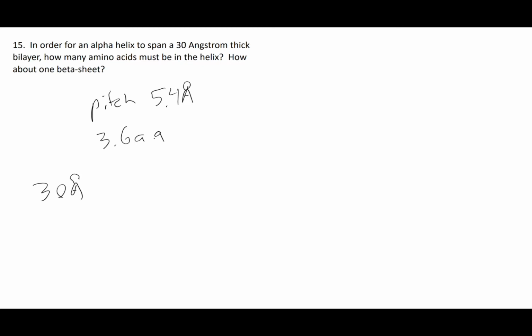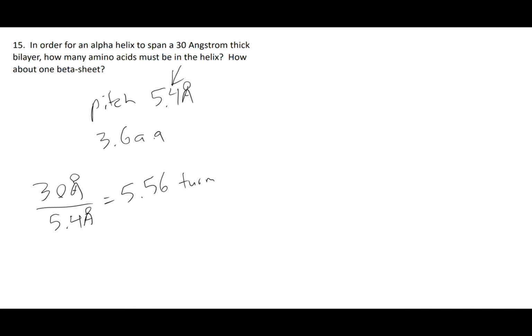So anytime we're doing one of these sorts of problems, it's kind of a unit conversion or dimensional analysis problem. Always start off with the number that we're given here. So we're given 30 angstroms. We want to know, first of all, how many turns are going to be necessary. So we can take that 30 angstroms, divide it by the pitch, and we're going to get the number of turns of that alpha helix that are necessary to span that membrane. The number ends up being 5.56 turns.